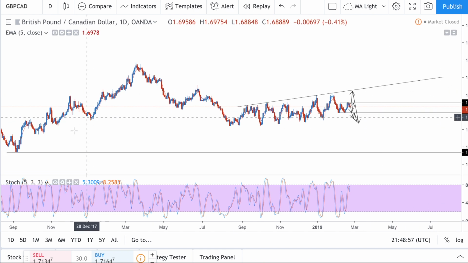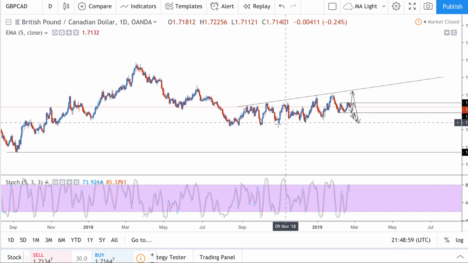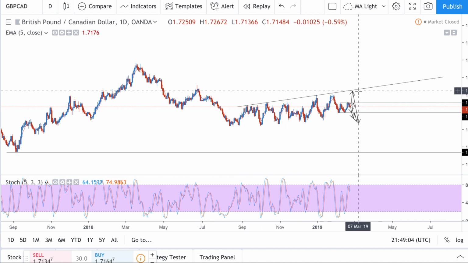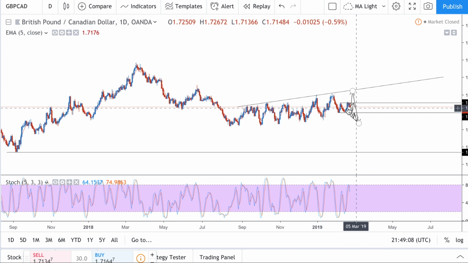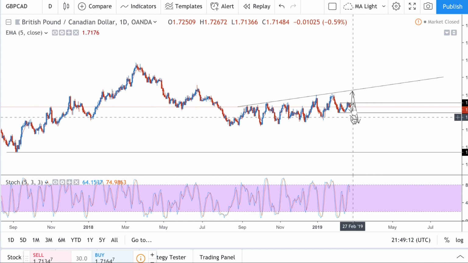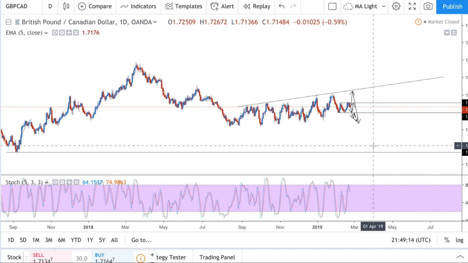To this support level here. So obviously we want to try and get in early. Like I said, we might get another touch to the top, and then we'll look to go short. But either way, we're going to go short. Whether we're going to go short now and get the long trade, or whether we're going to break up to the top and come back down.